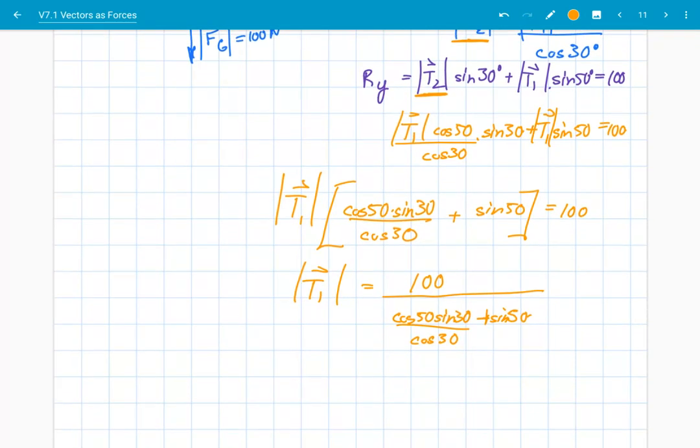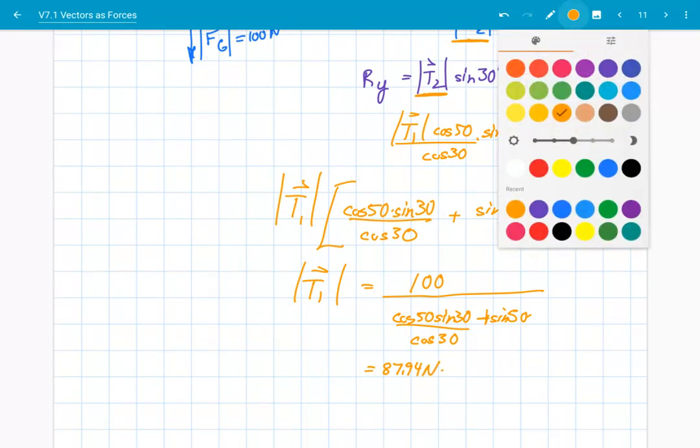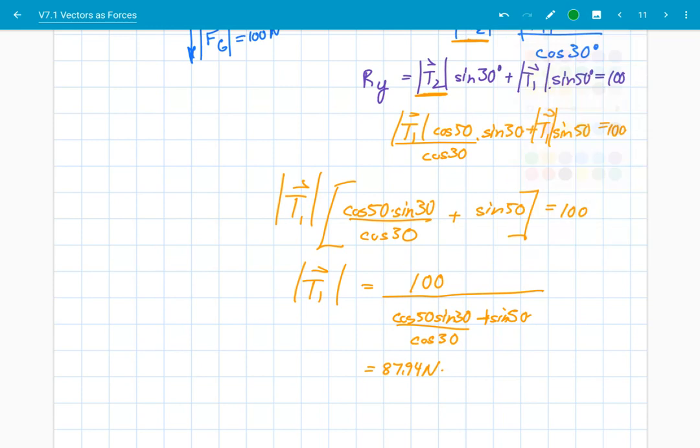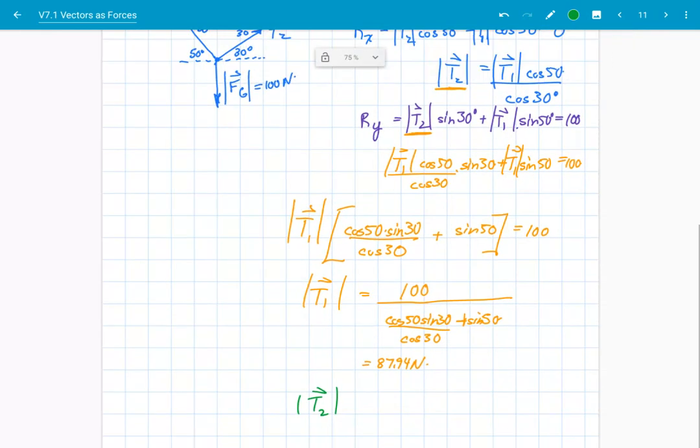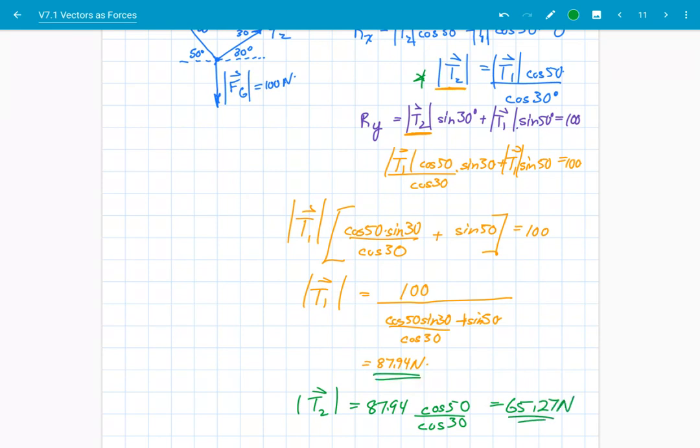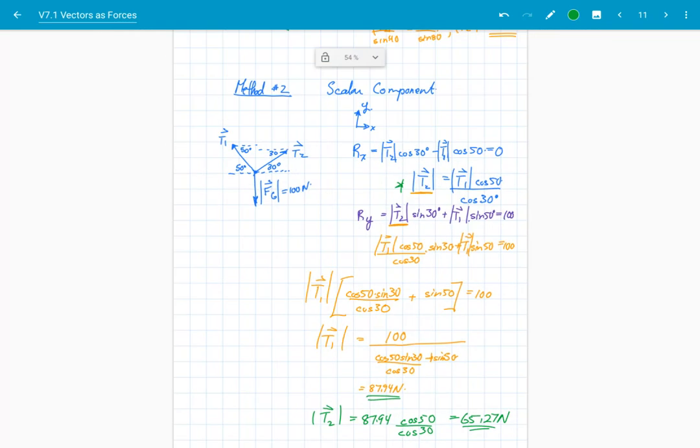And when you plug into the calculator, you should get the 87.94 newtons that we had in the first method. And in the second, to get T2, we plug in to this right here. So 87.94 times the cos of 50 divided by the cos of 30. And the answer should be 65.27 newtons. So there are the two ways of doing it.